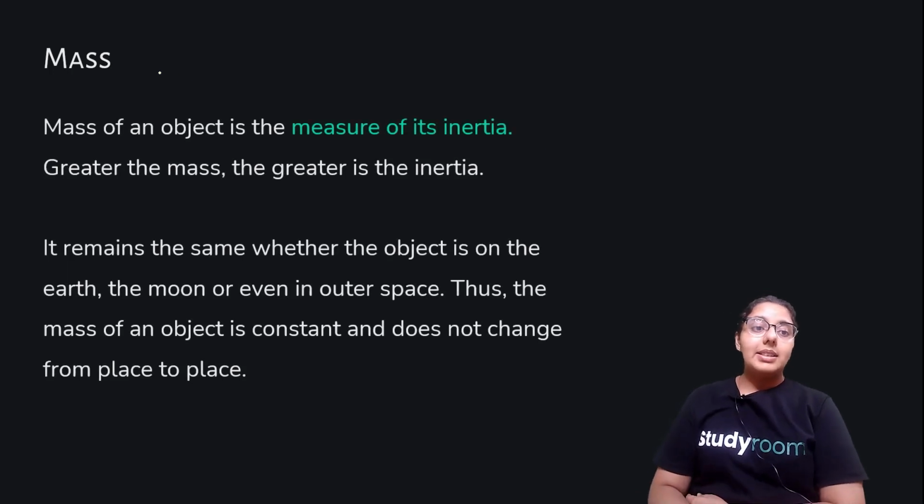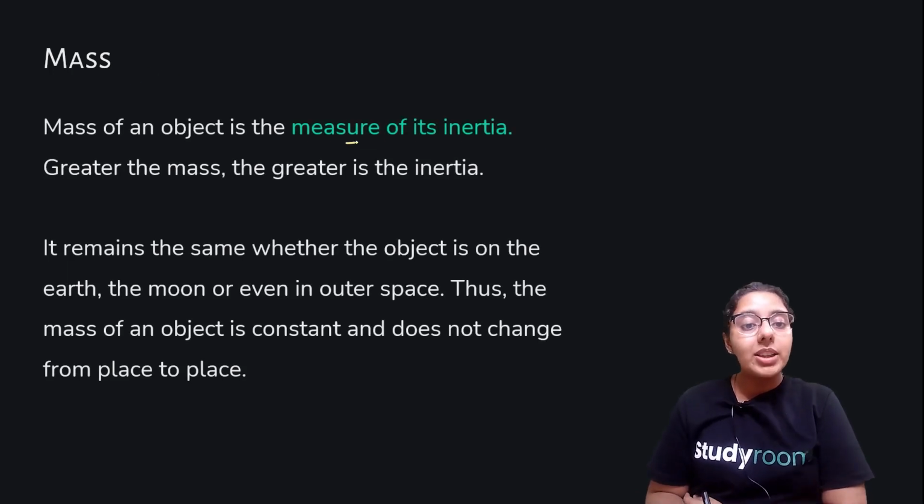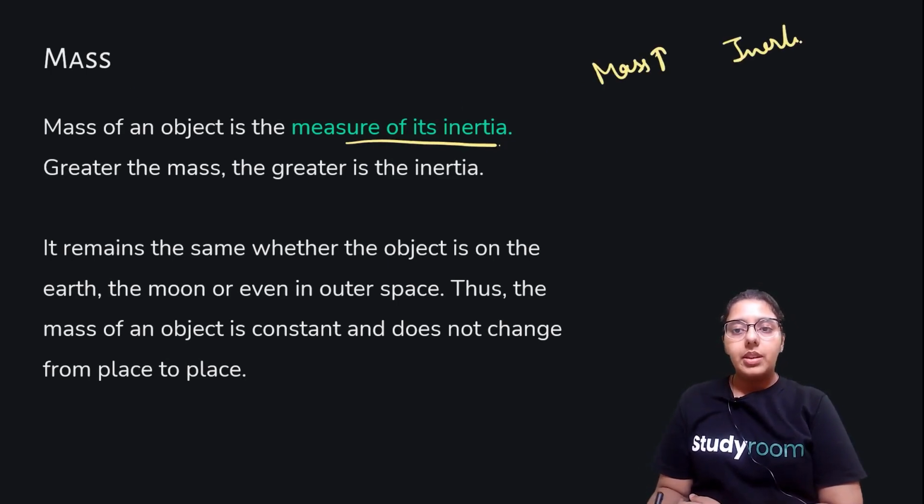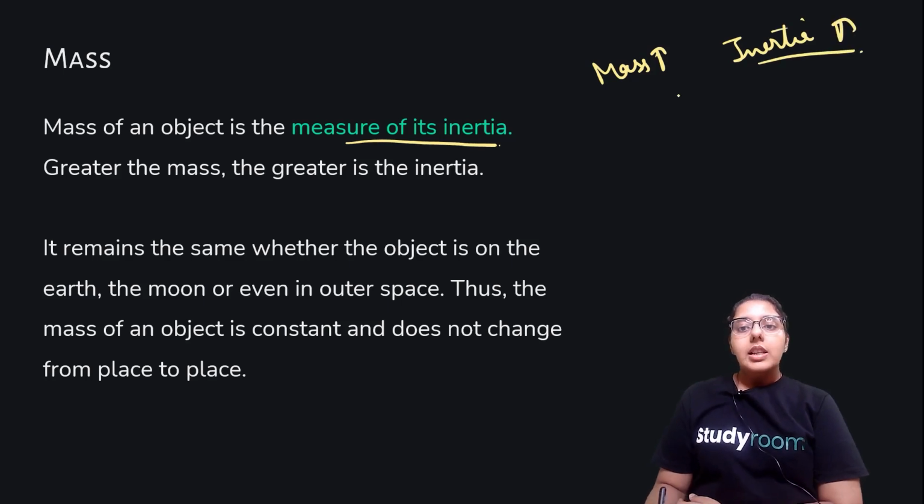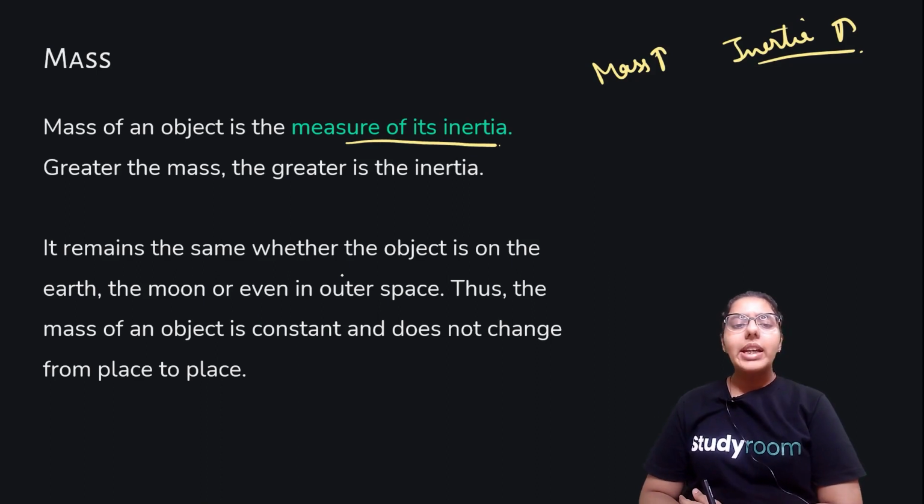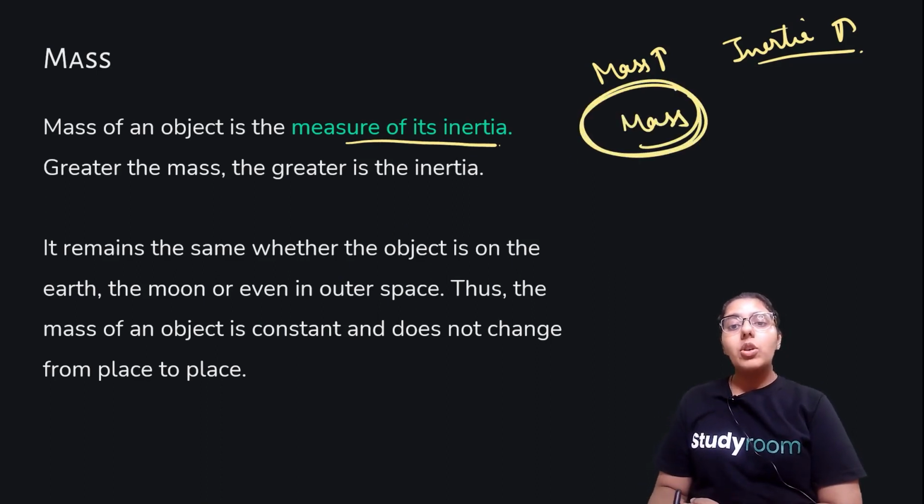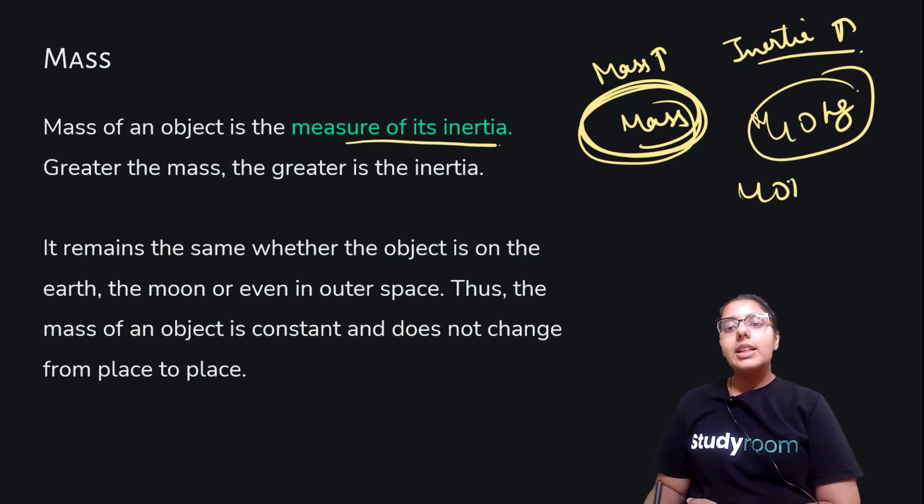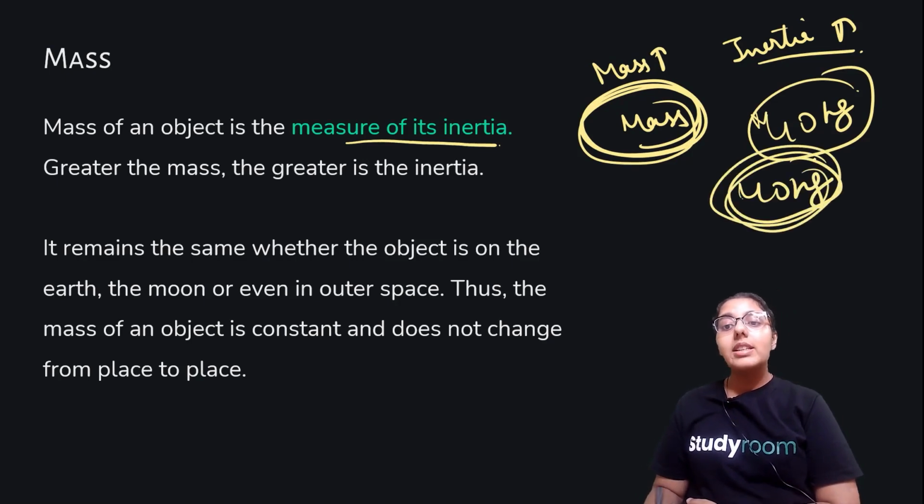So what is mass? Mass is nothing but the measure of its inertia. Greater the mass, greater the inertia. It remains the same whether the object is on the earth, the moon, or even in the outer space. So mass doesn't depend on your place. Even if your mass is 40 kgs on earth, it will be 40 kgs in space. It will be 40 kgs on Mars.